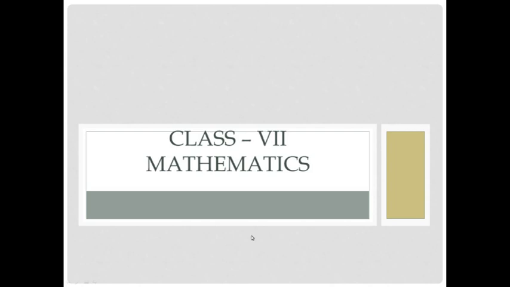Okay, today we are going to learn about class 7 mathematics in which chapter 12 is going to be included. This chapter contains algebraic expressions. First of all, I would like to explain what an algebraic expression is. An algebraic expression means the combination of numerical values and variables.